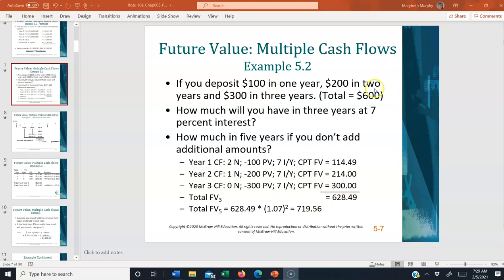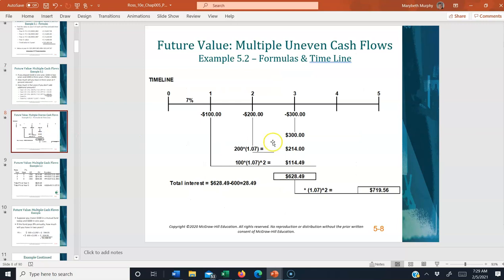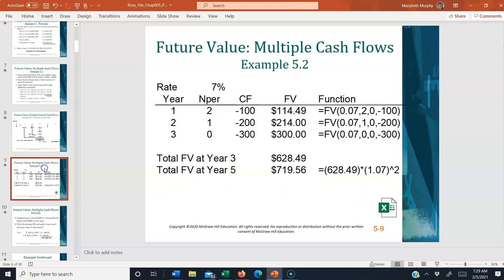Both of these amounts are greater than the $600, and that makes sense because we deposit and we're earning interest, so we not only have what we deposited, the $600, we should also have interest incurred on those deposits. The next slide is just a timeline showing when all the deposits were made and how it came to that $719.56.